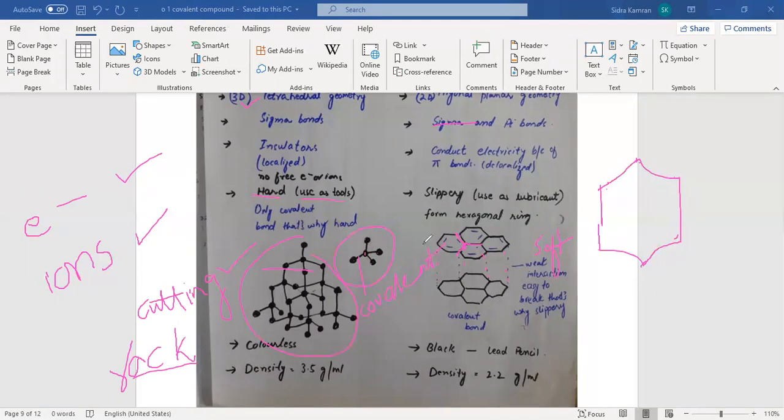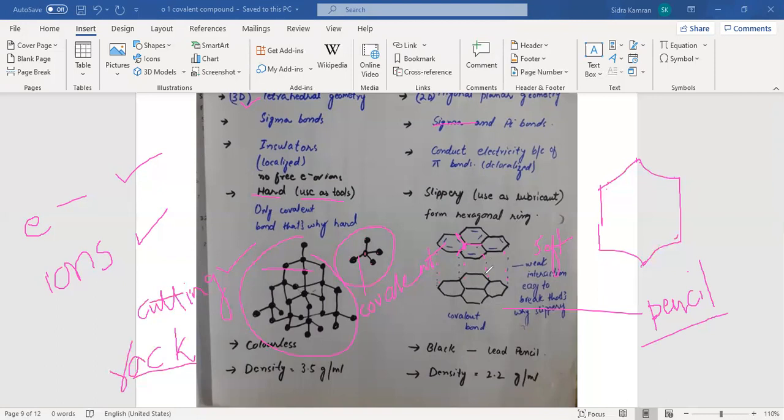But graphite is soft because of the free electrons. Its structure is very soft and slippery because of the free electrons between the layers. Graphite is slippery. Graphite is present in your pencil, and when you write with the pencil on your notebook, due to the slippery nature of graphite, you can easily write on your notebooks.